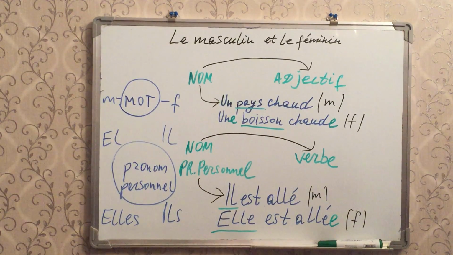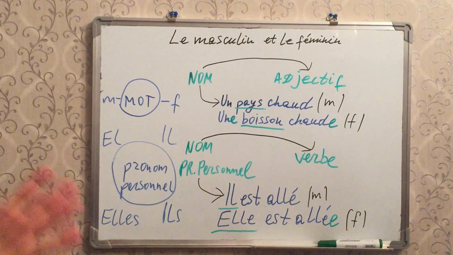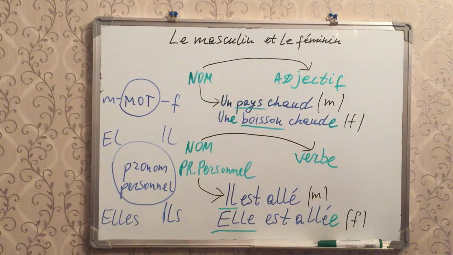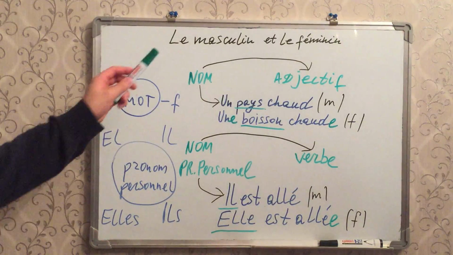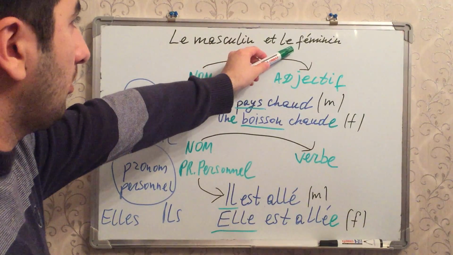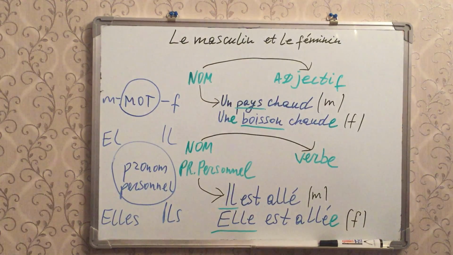Today we are going to talk about the genders of a word, the masculine and the feminine form, le masculin et le féminin. Okay, so we know that there are two genders, masculine form and feminine form. So all the words are formed from these two genders.